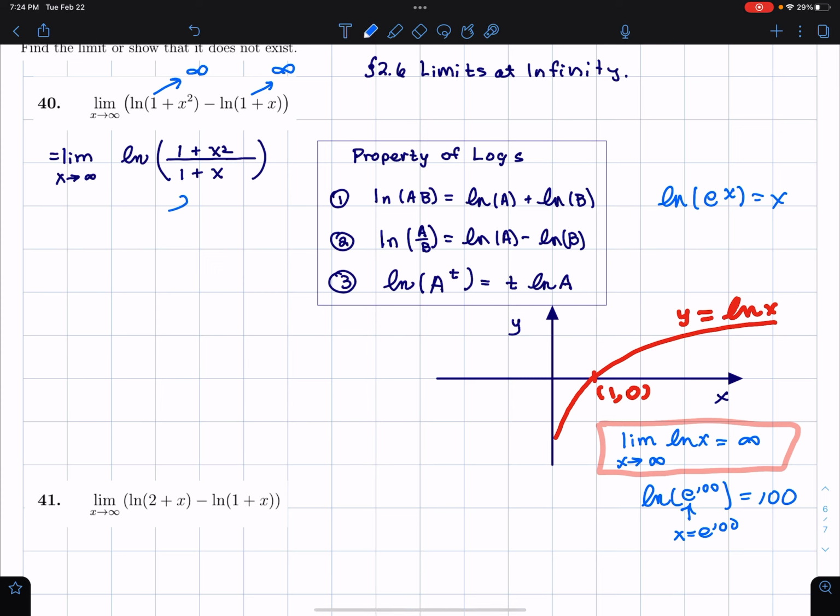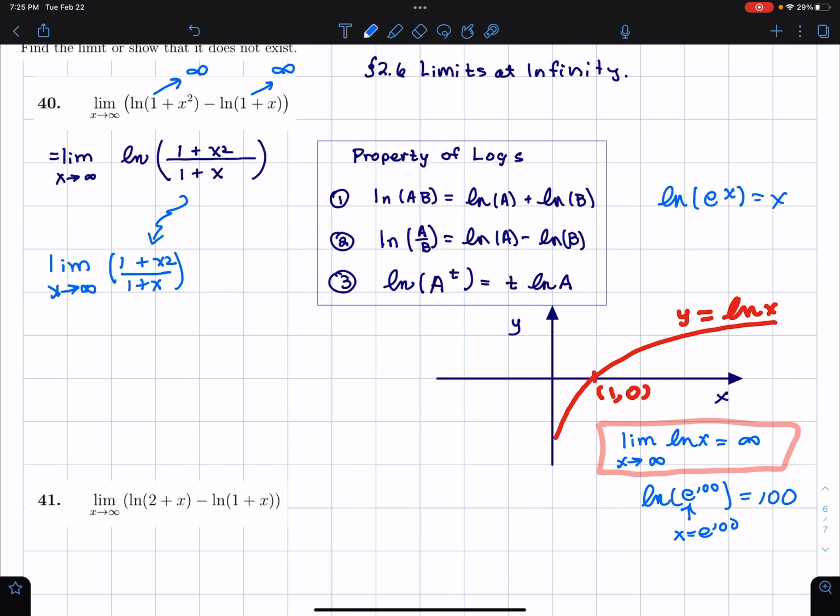And then I'll just put a little squiggle for a moment. I'll find the limit of what's inside. I'll work on this. At this point, if you wanted, you could use L'Hopital's rule, but we haven't done that yet. We're doing that in the next chapter.